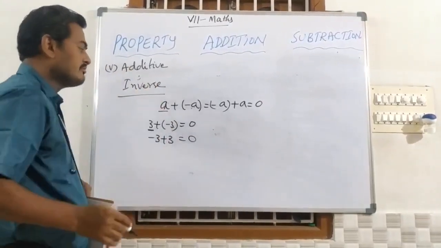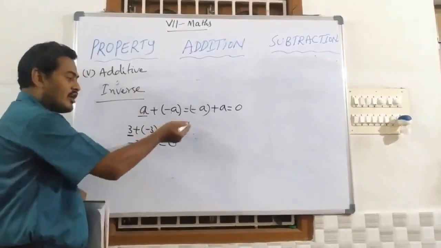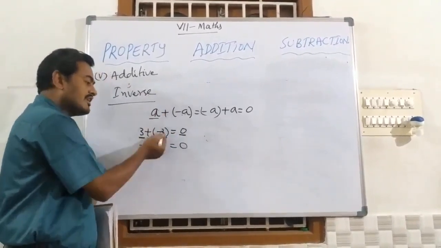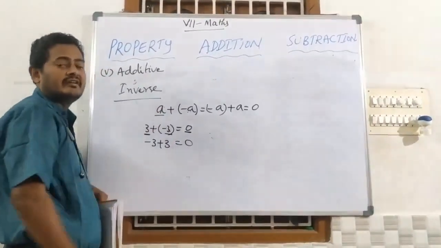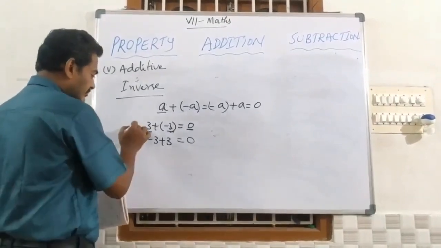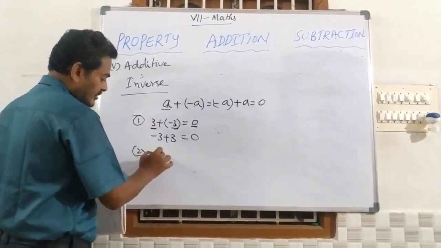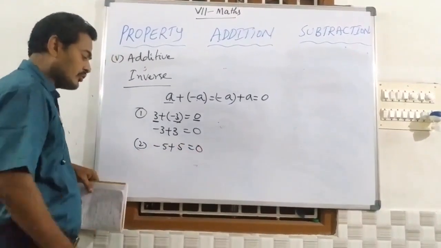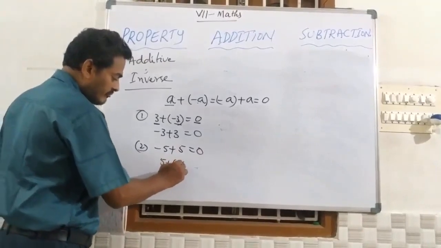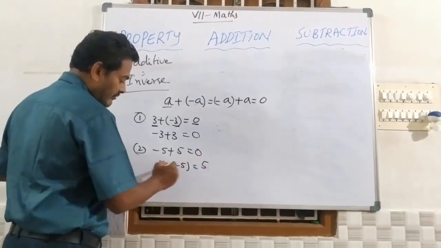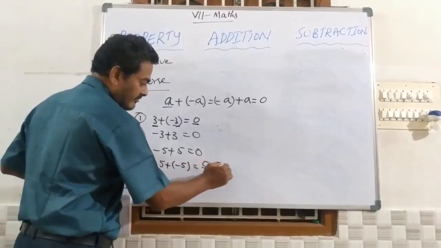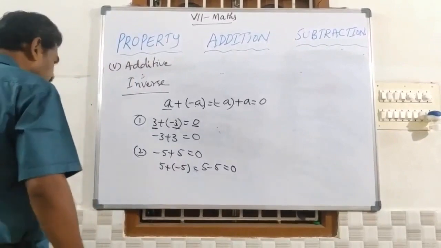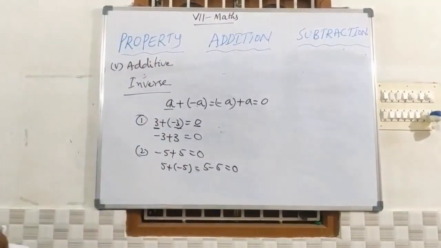When we add a number and its opposite-symbol number and get the result 0, that number is the additive inverse of the other number. This is one example. Another example: minus 5 plus 5 equal to 0. Then 5 plus of minus 5 equal to 5 minus 5, which equals 0. So like this we discussed the properties of addition.